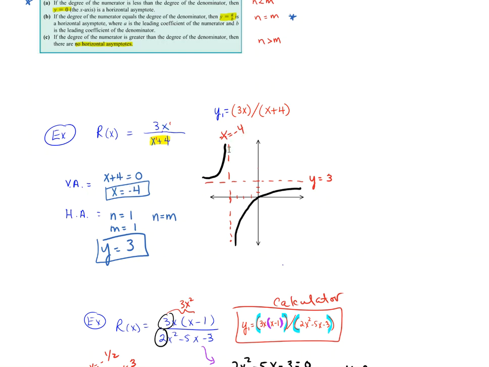x equals -4, dotted line going through x at -4, y equals 3, dotted line going through 3 on the y-axis. Then you go to your calculator, go to y1, and put 3x divided by x plus 4. Be sure you put that in parentheses. And you'll get these two pieces.